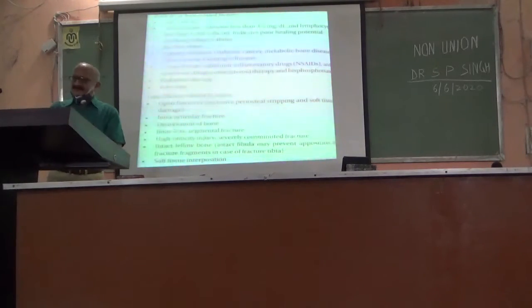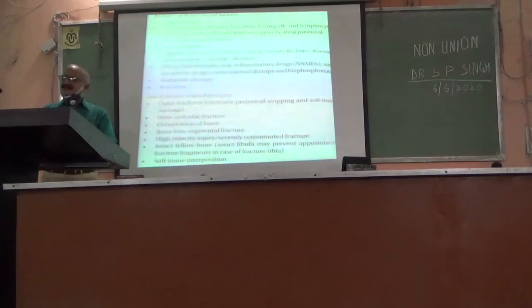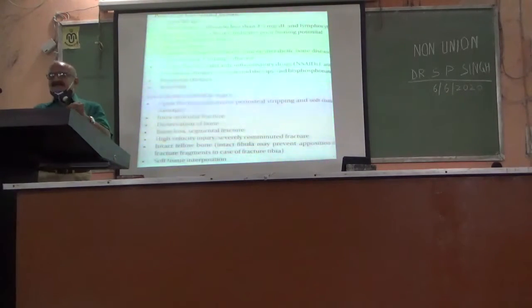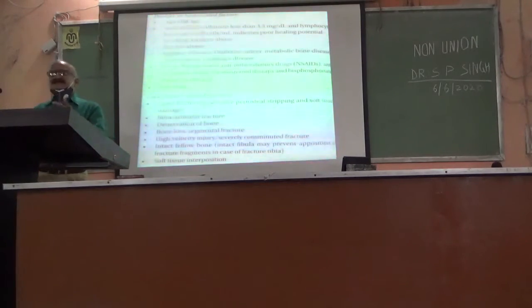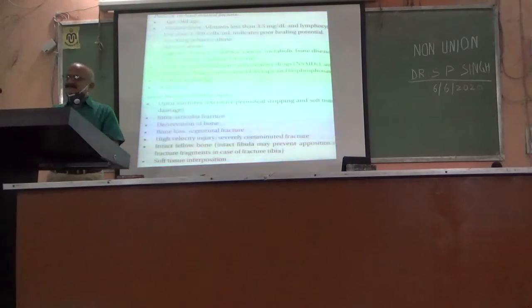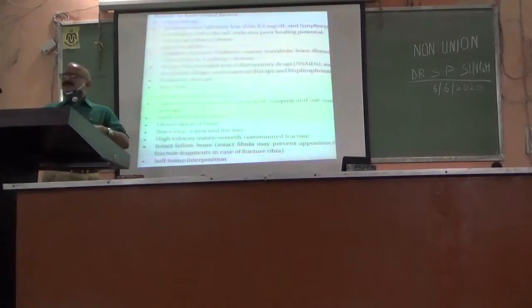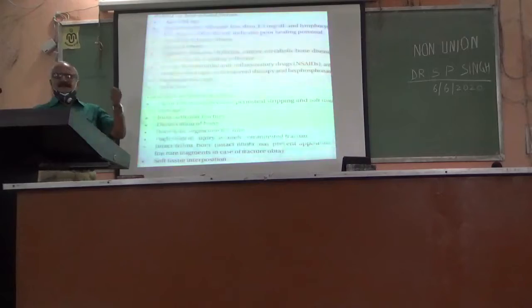Then local factors. What are the local factors which may contribute to non-union? Open fracture. I told you earlier that fracture hematoma is the thing in the union of the fracture. And along with open fracture, what happens? Something comes along with it: the chance of infection. So these two things, and the more violent injury, there is more periosteal stripping.